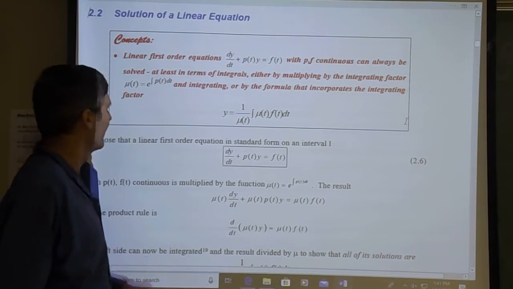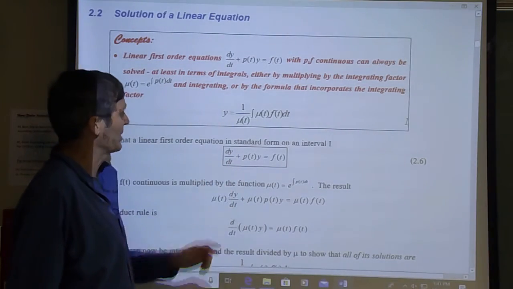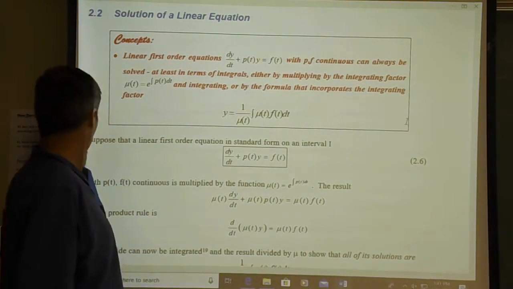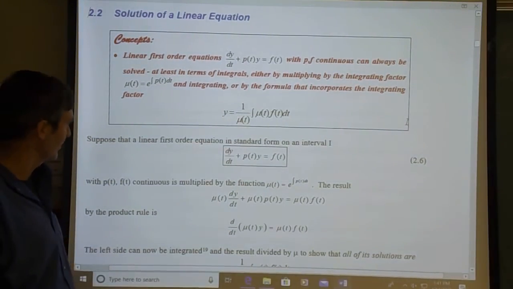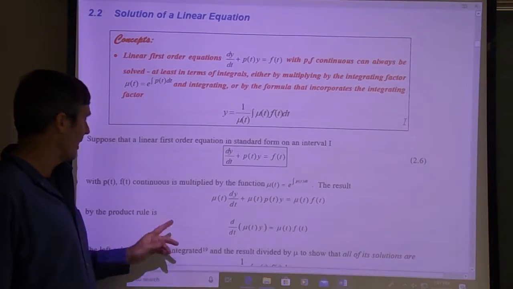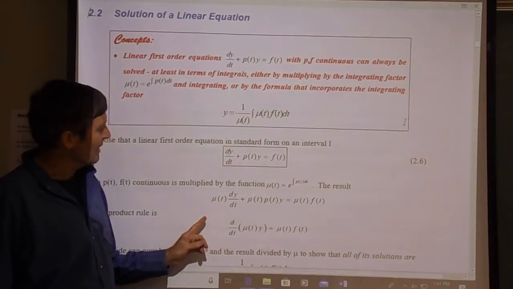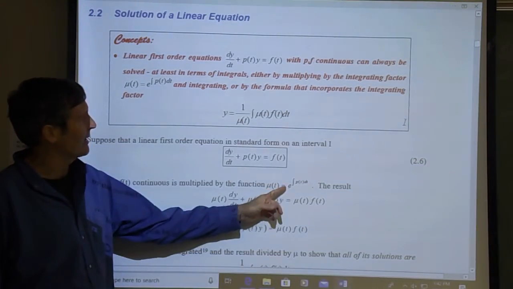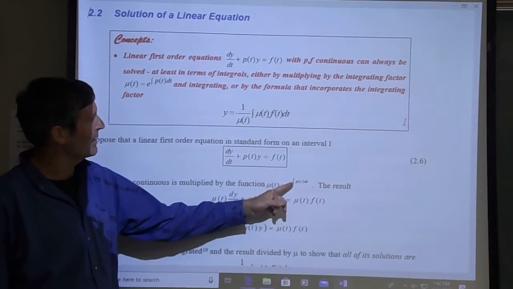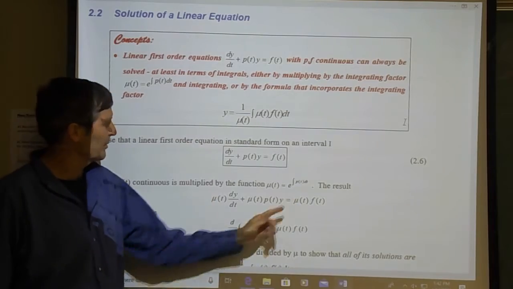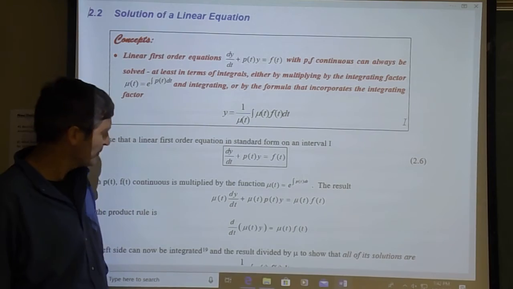So here's the setup. Suppose I'm given this linear differential equation of first order in standard form, with p and f in here continuous. dy/dt plus p(t)y equals f(t). The way I can do this is simply to multiply through this equation by the integrating factor, they call it, mu(t) equals e to the integral of p(t) dt. So you put it in this form, whatever p(t) is, you take e to the integral of p(t), multiply through the equation by that function, mu. Then it looks like this.